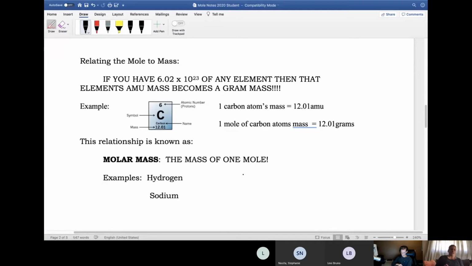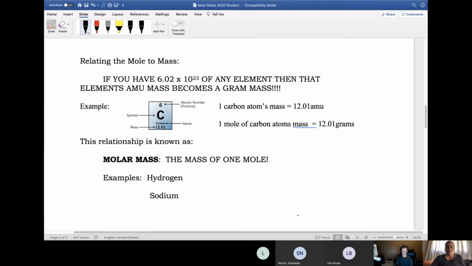The first thing that I want to talk about is how do I relate the mole to mass? If I have a mass in grams, how do I figure out how many moles that is? If I have a mole count, how do I figure out how much mass that is? Does everybody have a periodic table in front of them? Okay, because you're going to need it.